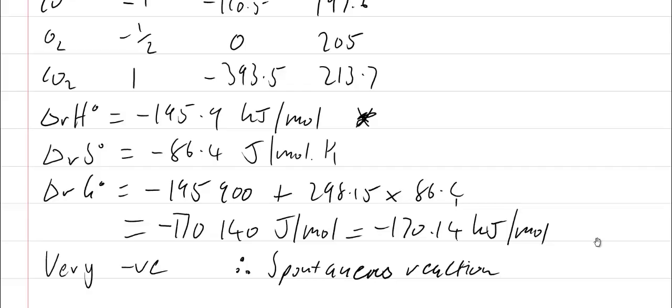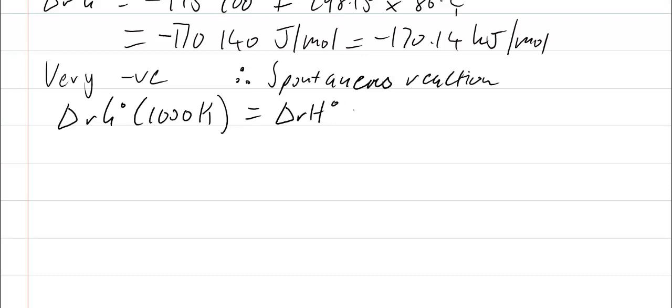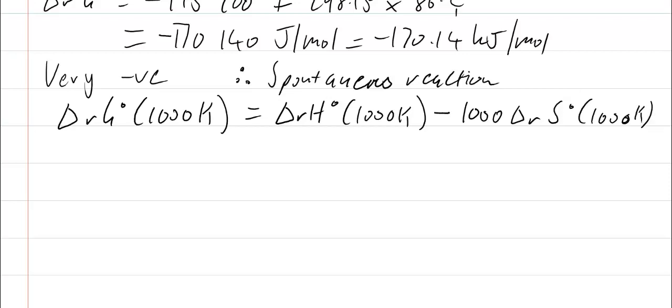Now, if we want to get the Gibbs free energy at 1000 degrees Kelvin, it's the same equation. But I need to find my standard enthalpy of reaction at 1000 degrees Kelvin, minus 1000 times the entropy of reaction at 1000 degrees Kelvin. And the way I'm going to do that is I'm going to use my reaction path.